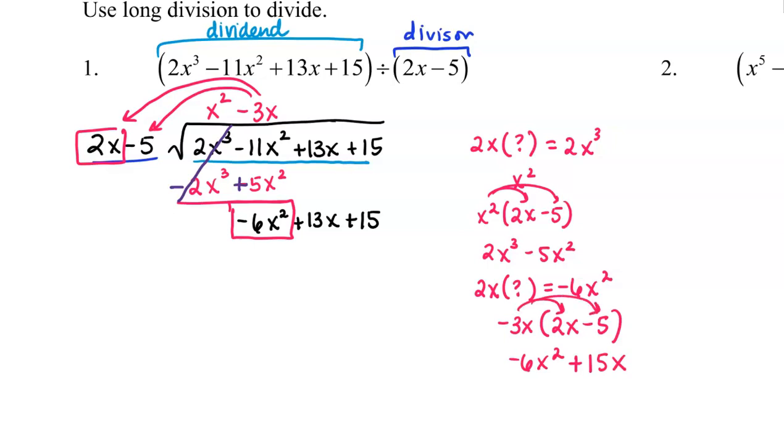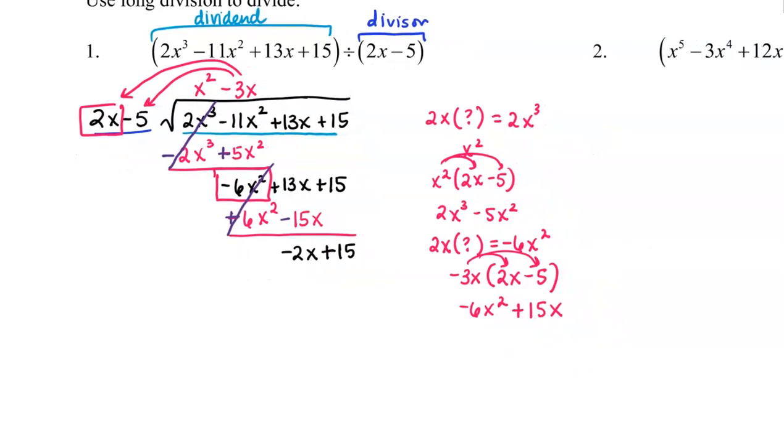That gets lined up under our dividend. And we are subtracting, so we change the signs of both of those terms. It becomes a positive 6x squared and a negative 15x. The leading term always cancels out. The positive 13x and the negative 15x come together to make a negative 2x, and I'll bring down the plus 15. The process continues.